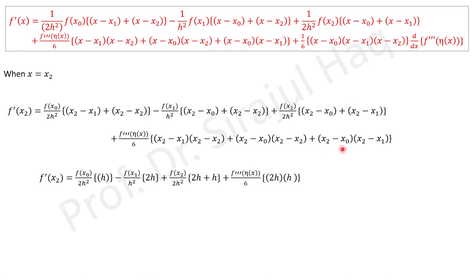This will be x2 minus x0, which is 2h, and x2 minus x1, which is equal to h. This h will cancel with this h. This h will cancel with this one. So you are getting only h. This will be 3h, so h will cancel. 3 divided by 2h f of x2. So you can see that this is the formula when you are computing the derivative at the third point. But I would like to get rid of this confusion.